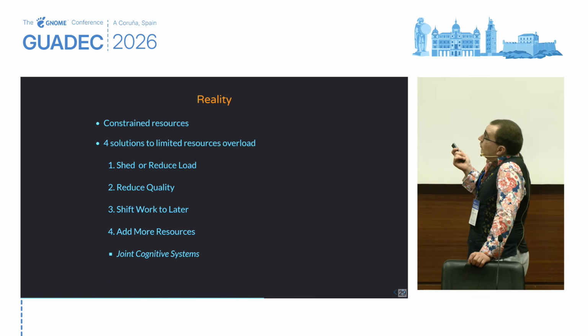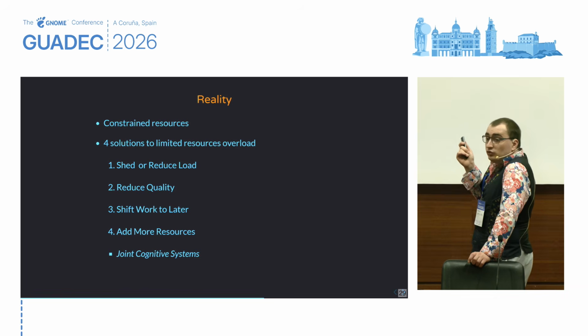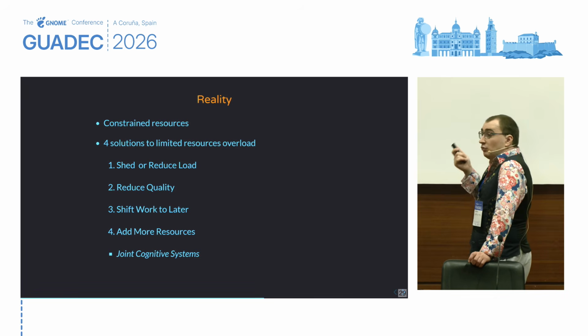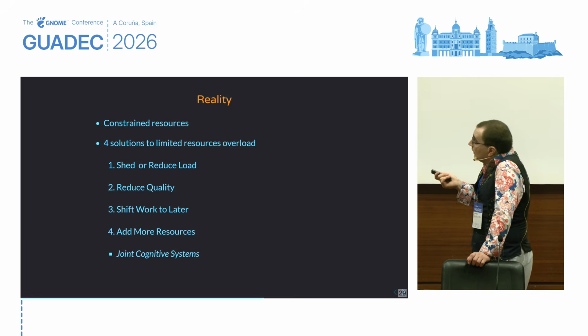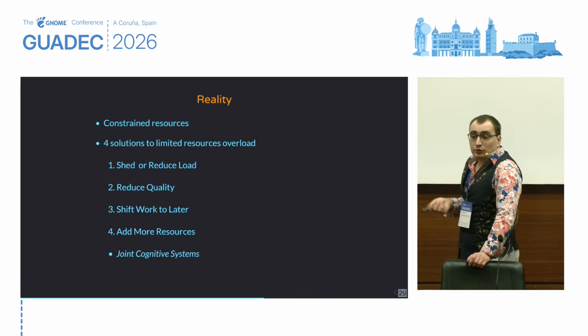Here's the thing. Reduce quality, we already do that. Right? So the reality is that it's not even that we reduced it, that we never raised it. We do what we can with the time we have. And that's not a bad thing. It's just how we get stuff done. That's engineering. Shifting work to later, well, that's what we do all the time.